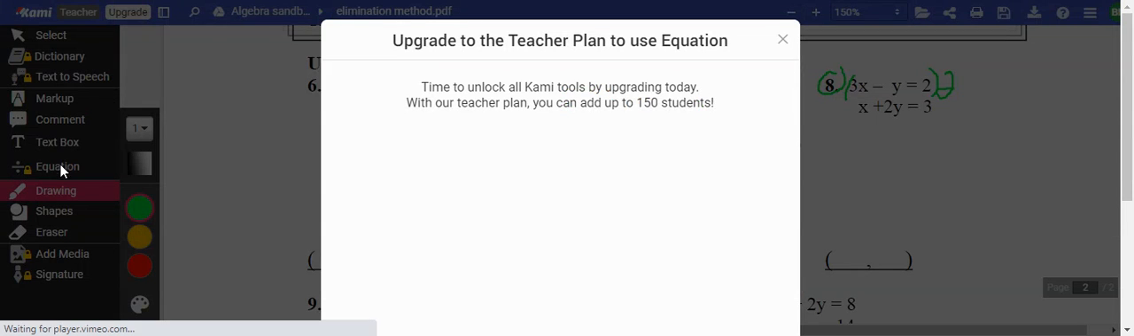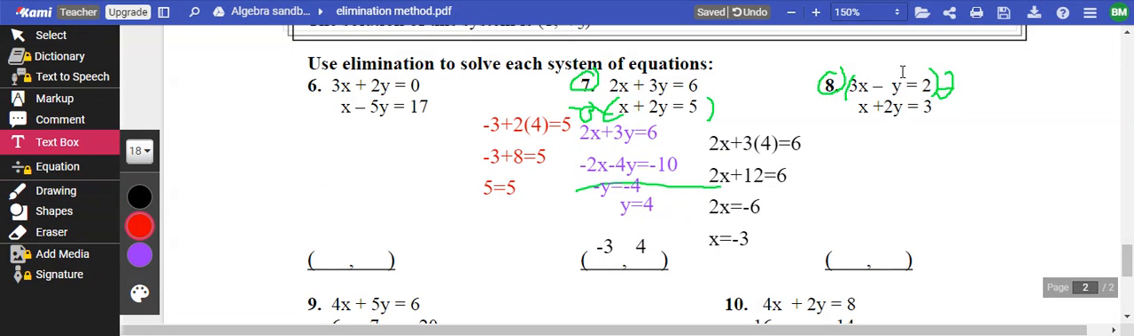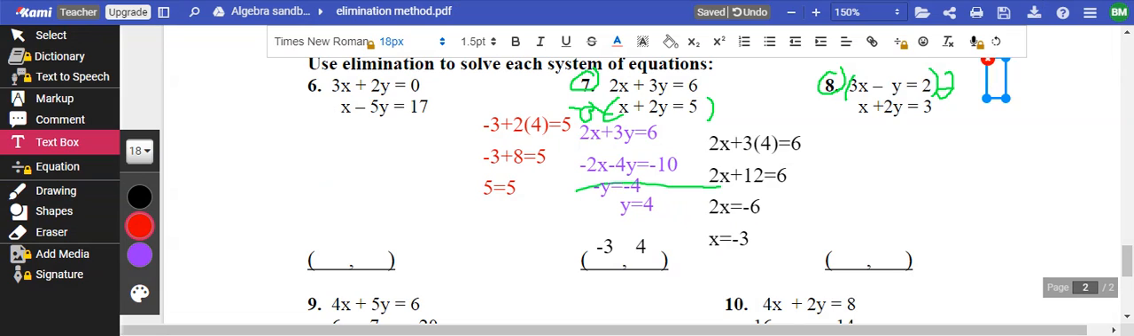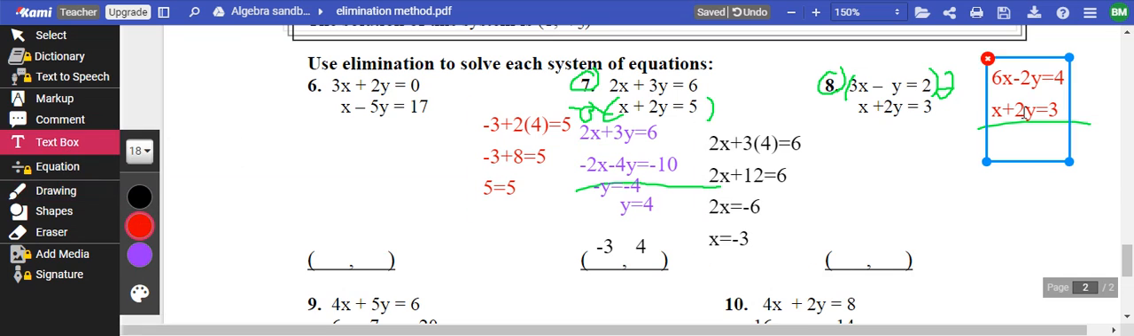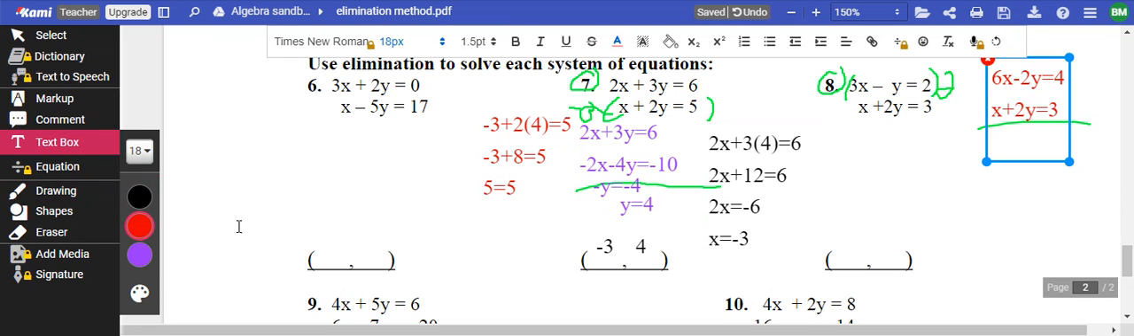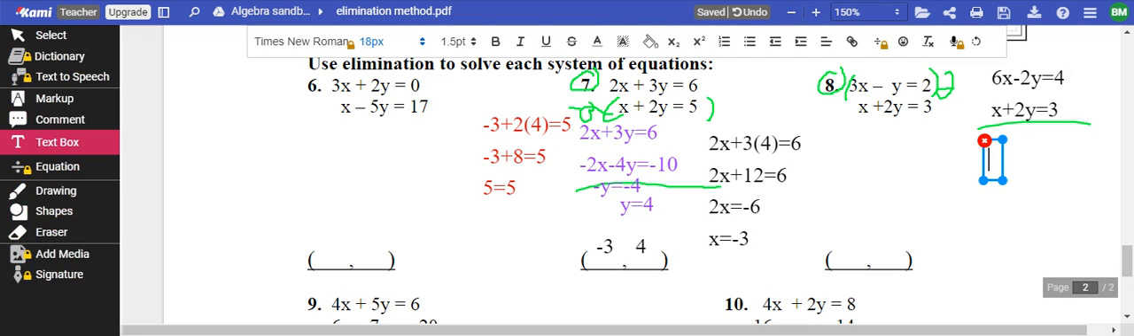So my new equation here is going to be 6x minus 2y equals 4. And I'm going to have x plus 2y equals 3 right under it. So that is going to give me, once I've done it, 7x equals 7. So then x equals 1.